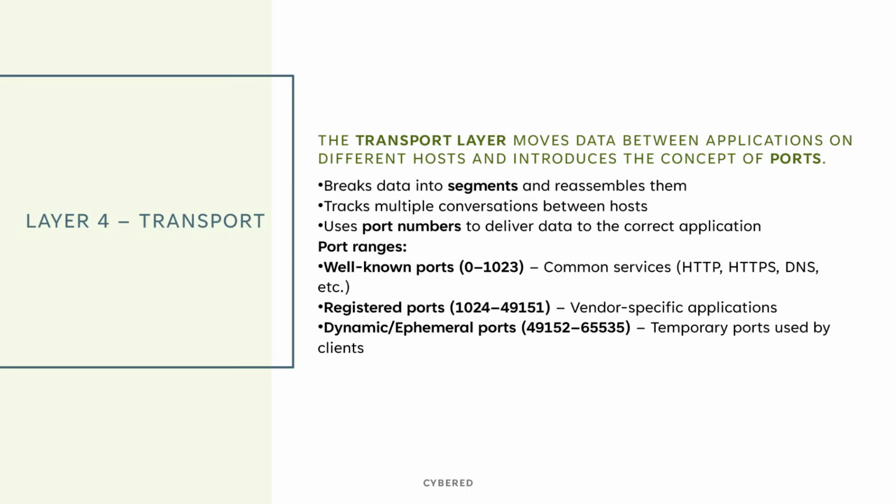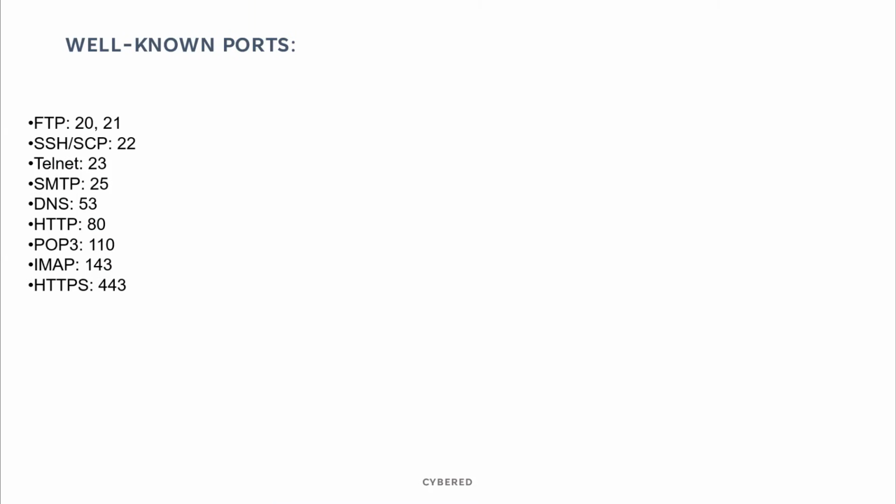Then you have dynamic ephemeral ports, 49,152 to 65,535. These are temporary ports used by clients. Examples of well-known ports: FTP 20 and 21. Then you have Secure Shell 22, Telnet 23, SMTP 25, DNS 53, HTTP 80, POP3 110, IMAP 143, HTTPS 443.